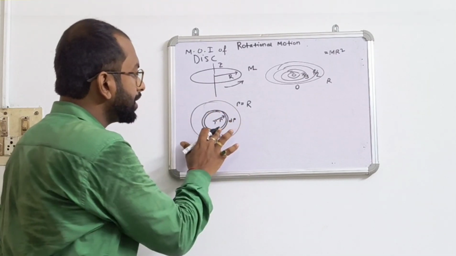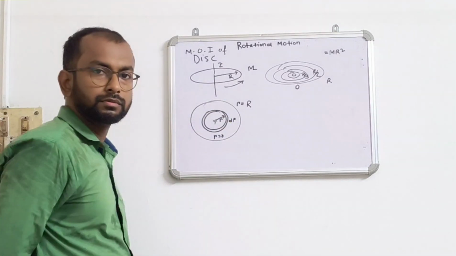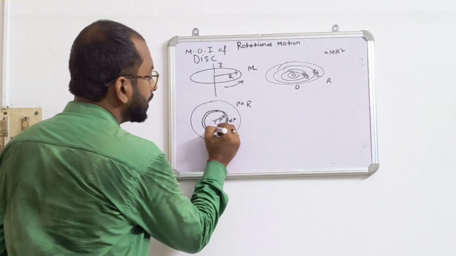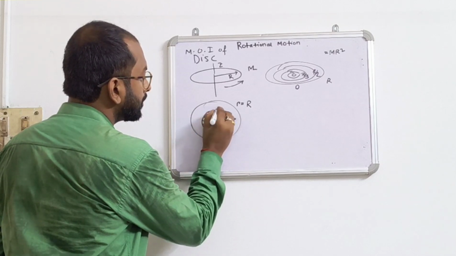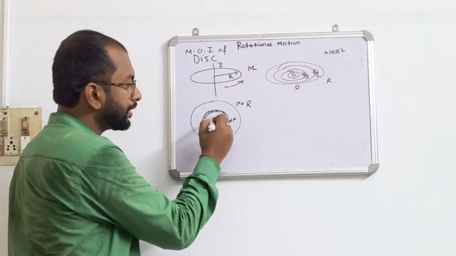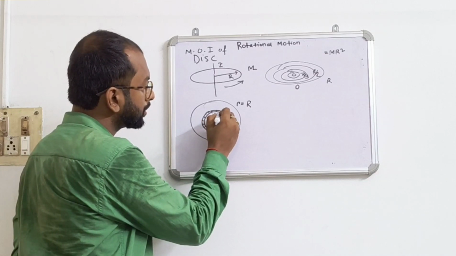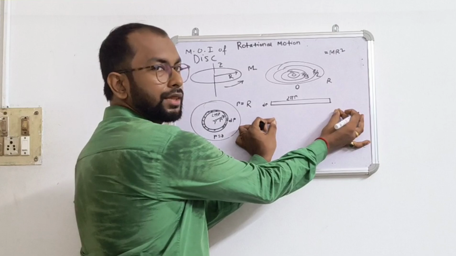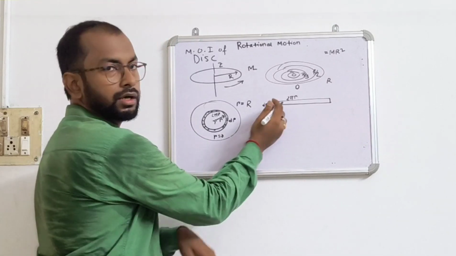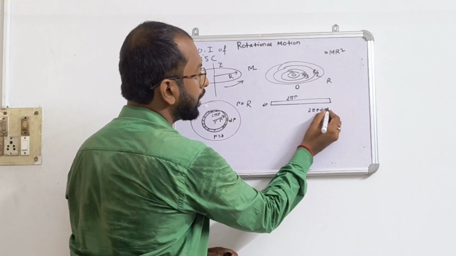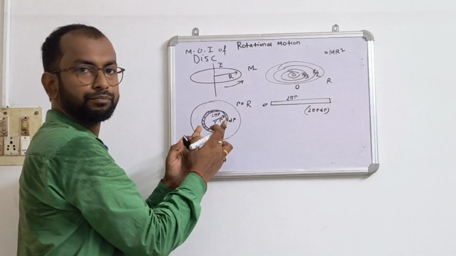So this ring has some mass. Now what is the area of the ring? See, dr is the thickness, and you know the perimeter of this ring, that is 2 pi r. If you unfold this ring and keep it like this, the thickness is dr, length is 2 pi r. So what is the area? 2 pi r into dr, that is the area of the small ring.